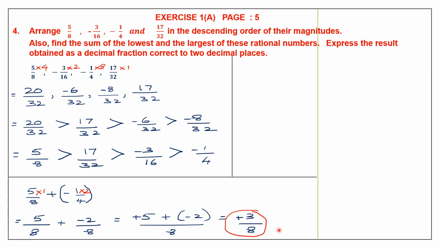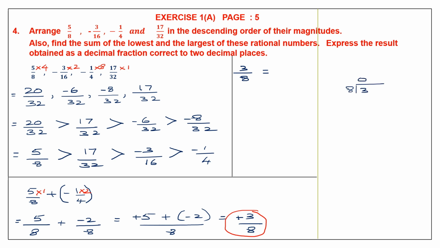We have to express this as a decimal fraction. Now it's in the form of a regular fraction. We have to write it in the form of a decimal fraction correct to 2 decimal places. That is 3 by 8 to 2 decimal places. How much will that be? We have to divide 3 by 8 and see. So let's do that. 3 is smaller.